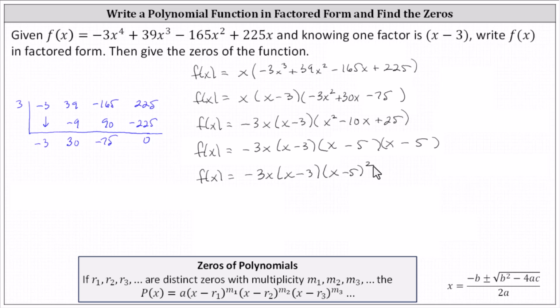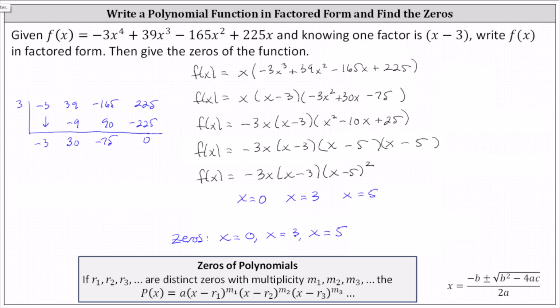And now to determine the zeros, we set each of the factors equal to 0 and solve. We can ignore the negative 3. One of the zeros is x equals 0. x minus 3 is equal to 0 and x equals positive 3. And x minus 5 is equal to 0 and x equals positive 5. The question doesn't ask about multiplicity, but if it did, because we have two factors of x minus 5, the multiplicity of the zero x equals 5 would be 2. The remaining multiplicities for 0 and 3 would be 1. So the zeros, again, are x equals 0, x equals 3, as well as x equals 5.